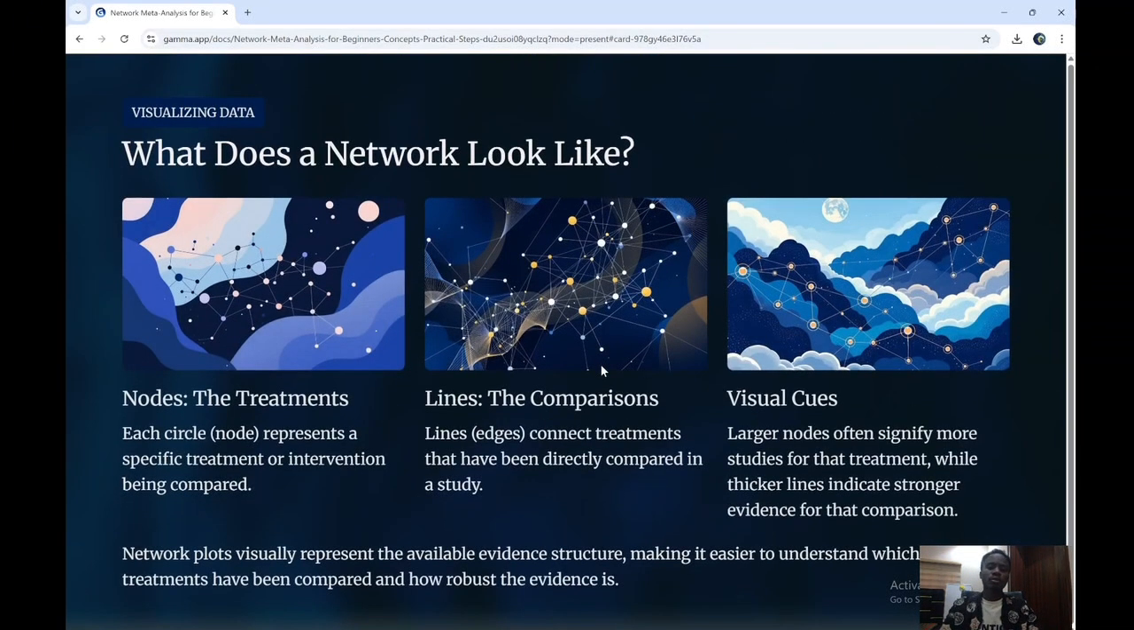Now, the next thing we're going to look at is a visual picture of what a network looks like, because when I talk about network meta-analysis, a couple of persons might be lost with what I was talking about. But basically, this is what a network looks like, okay?